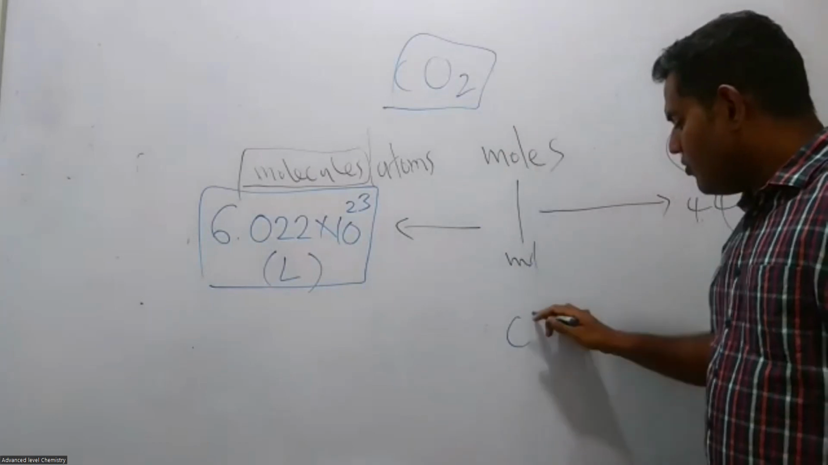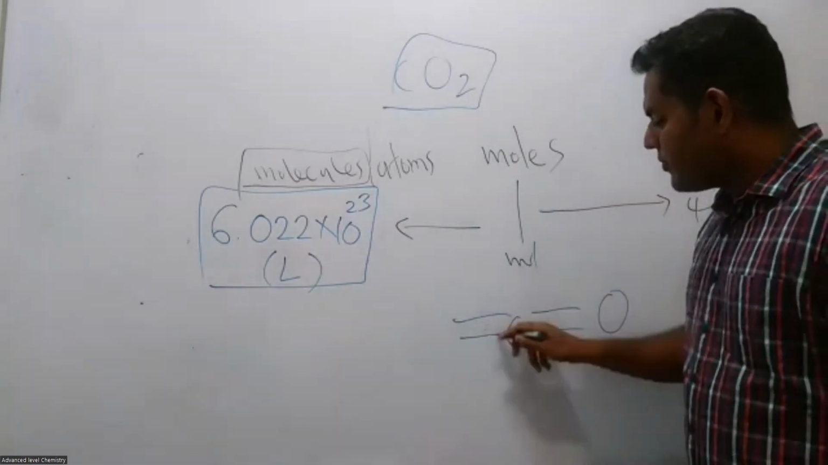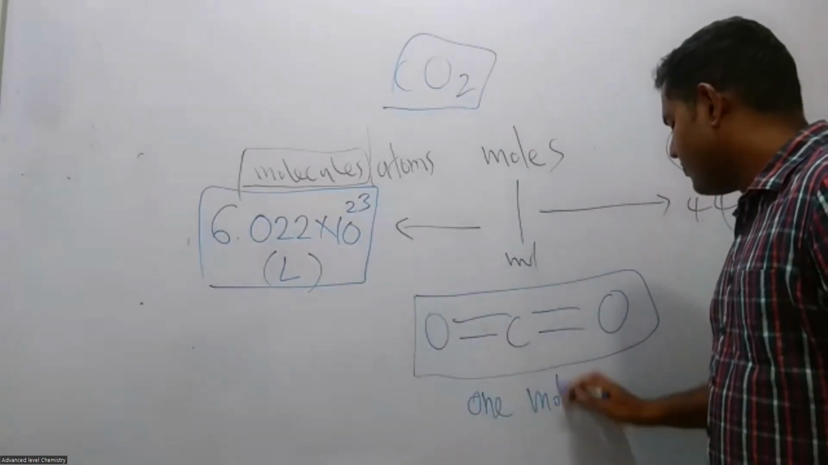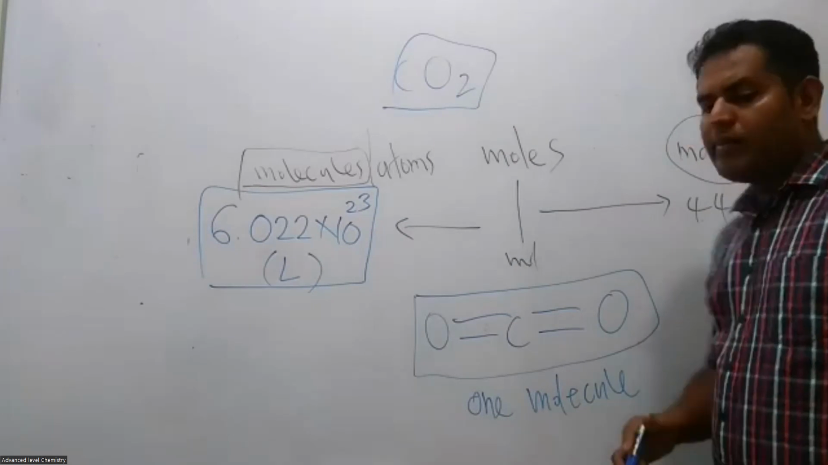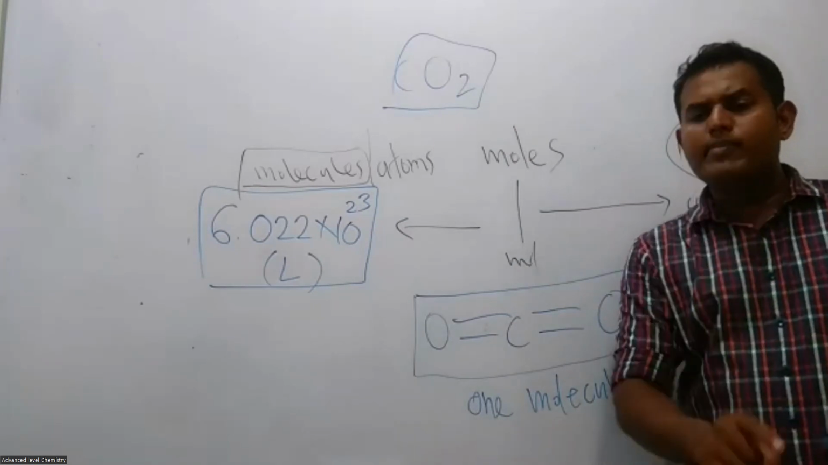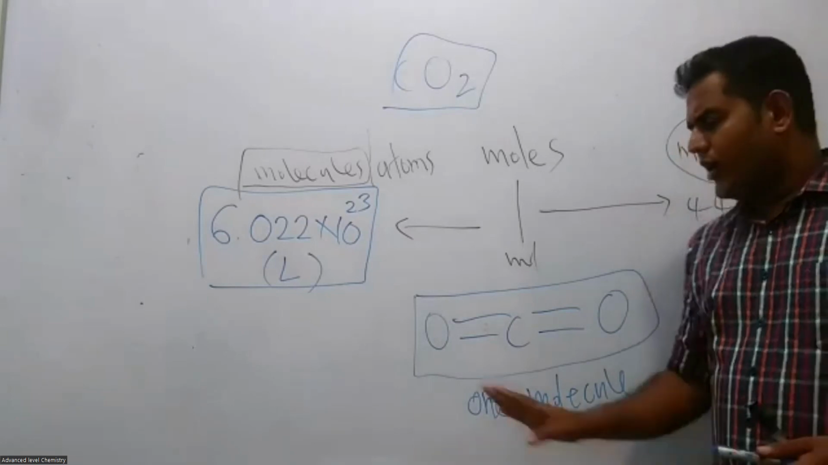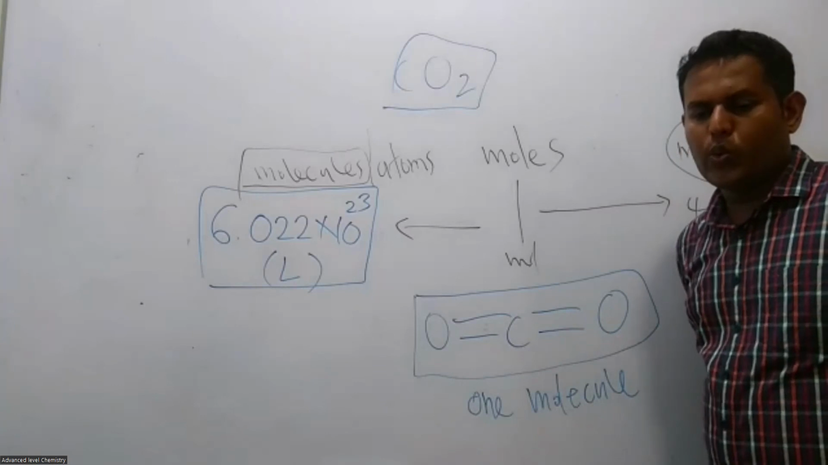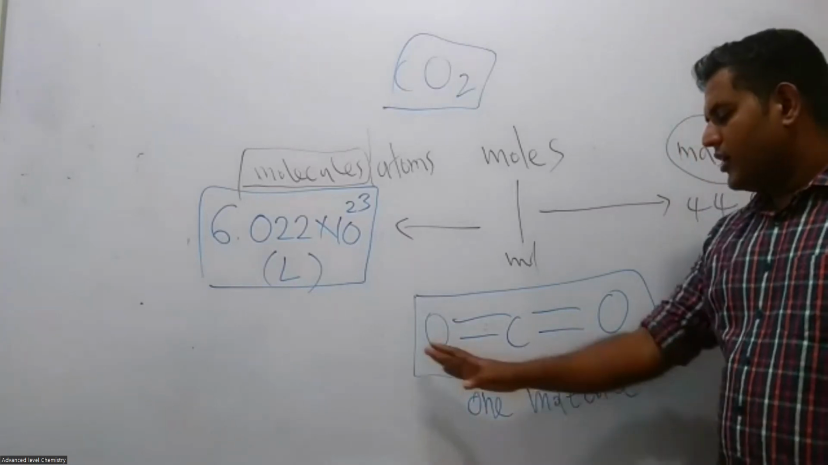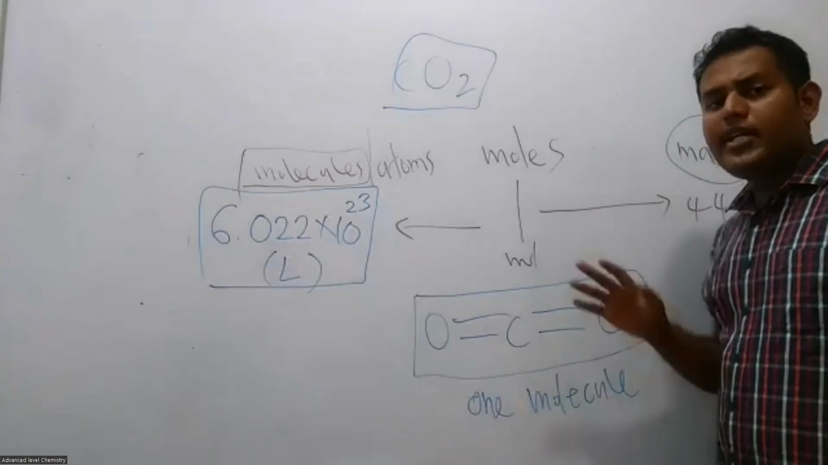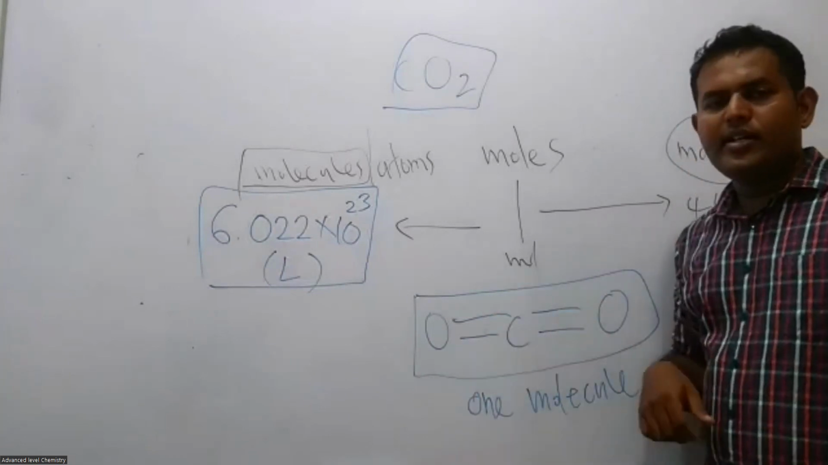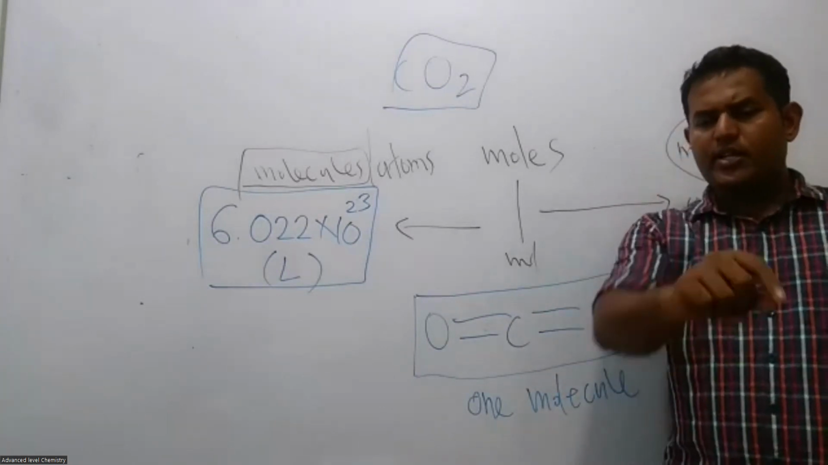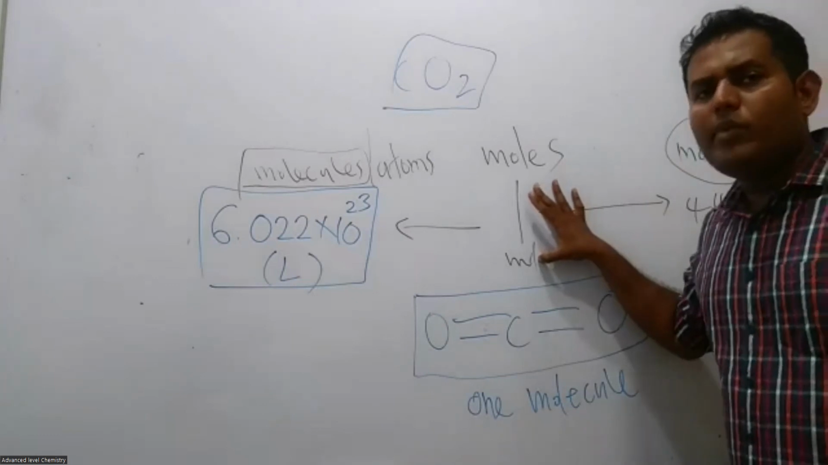Okay? In one molecule of carbon dioxide, how many atoms are there? 3 atoms. In one molecule of carbon dioxide, we have 3 atoms, meaning 1, 2, 3. In one molecule of water, we have 3 atoms. Right? What's my question? In 1 mole of carbon dioxide, how many atoms?